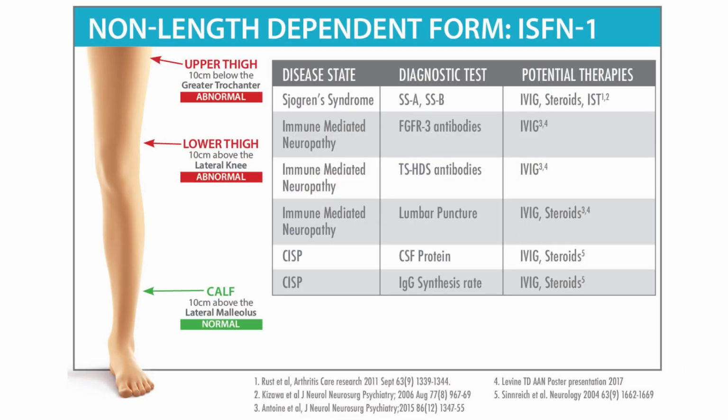So when you get the 3 different sites on these patients, what you'll see is that the proximal sites, for example, the proximal thigh and distal thigh, are abnormal, but the distal site at the calf is normal, and that's what we call non-length dependent. There have been many papers in the last 5 to 10 years that have suggested that patients that have a non-length dependent pathology are more likely to have an immune-mediated diagnosis.